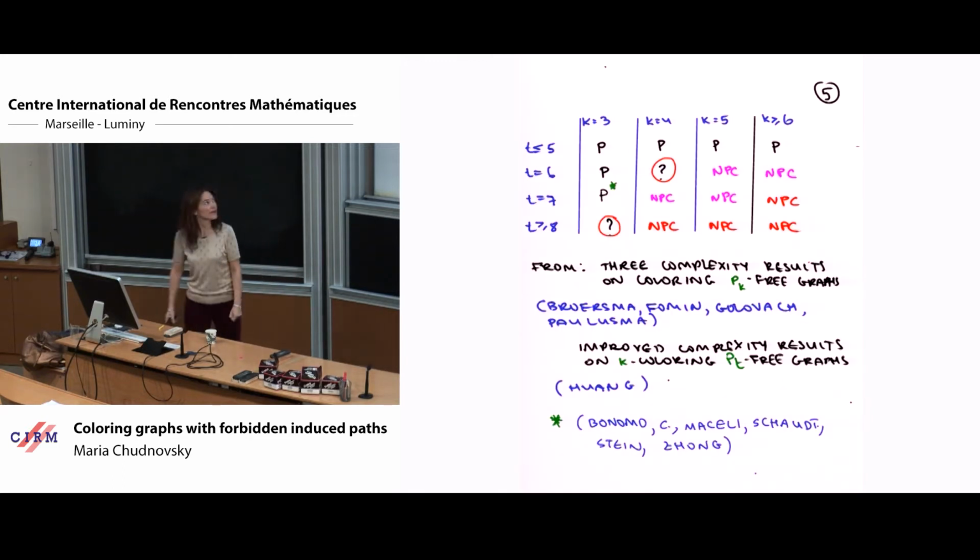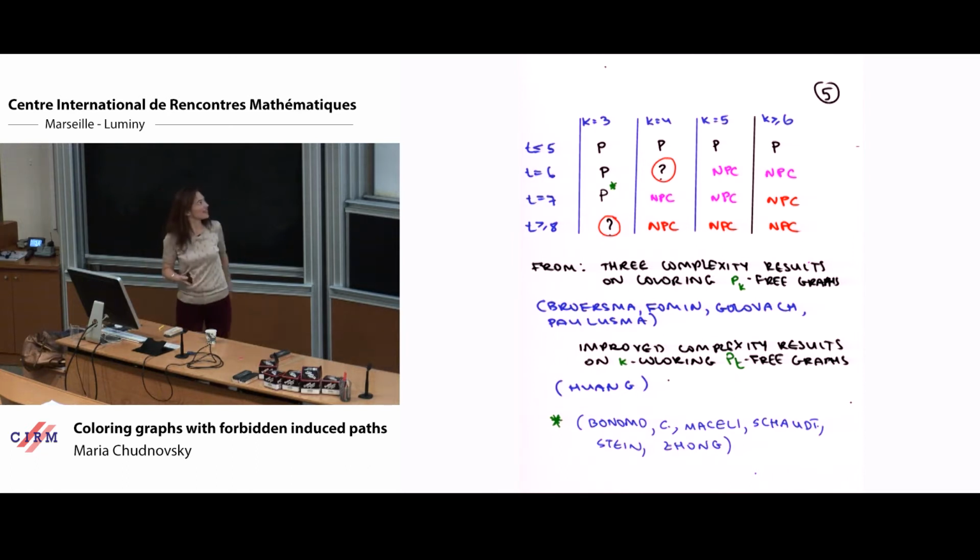Okay, so I'm going to summarize the state of our current knowledge. It's a matrix of infinitely many problems. You can decide with how many colors you're trying to color, and you can decide how long a path you're excluding.